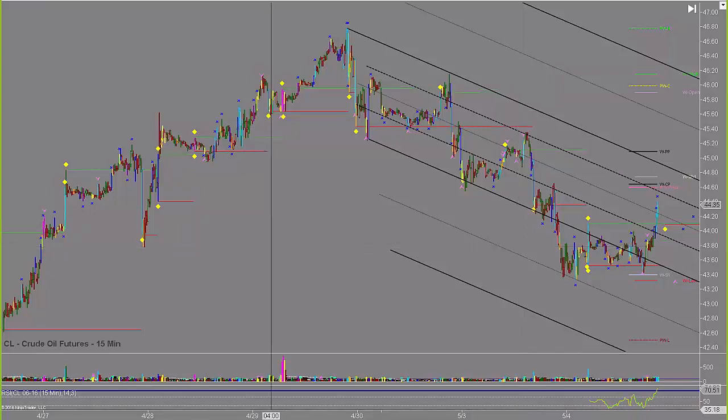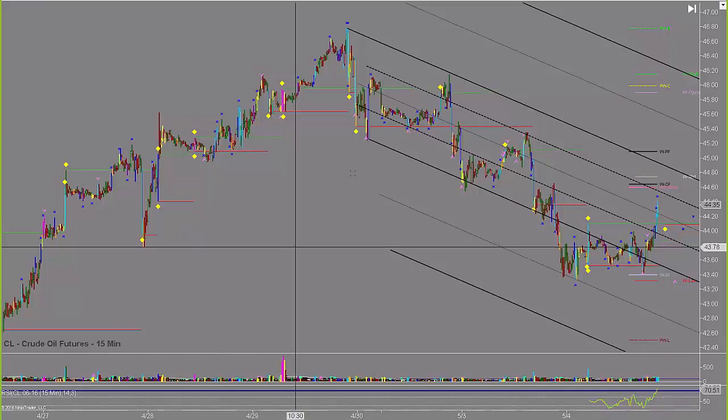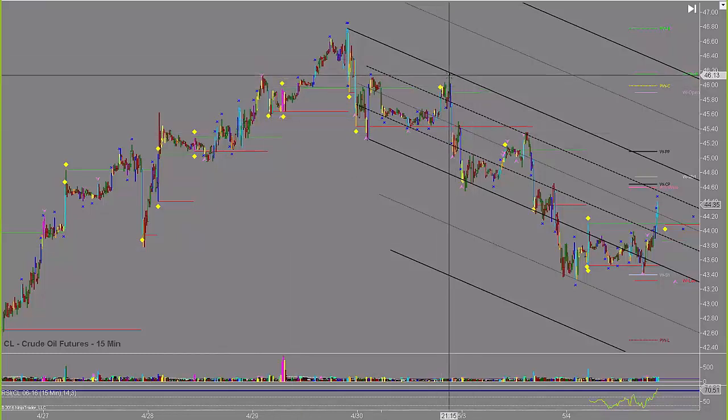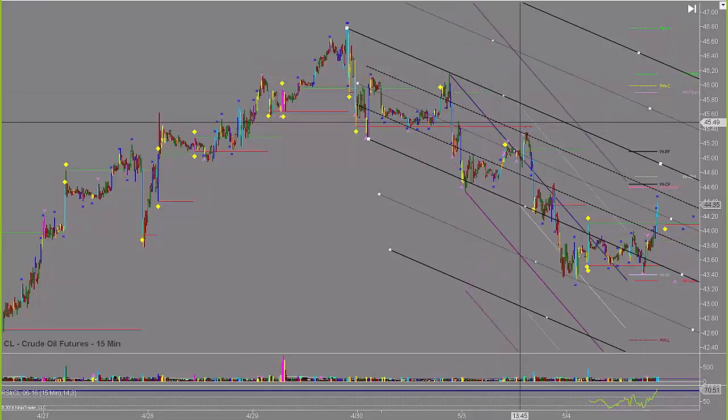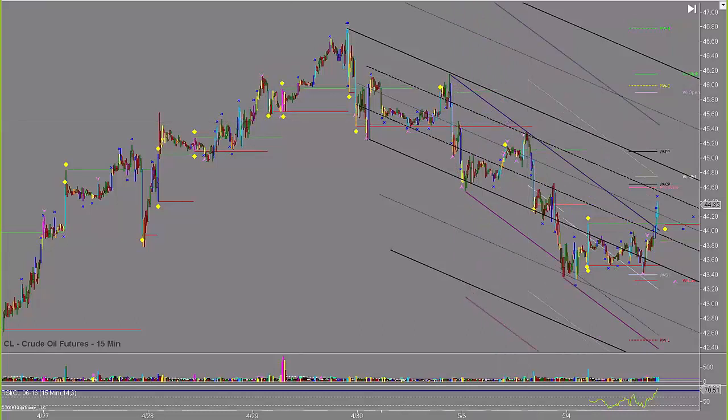You could. We could, for example, draw in a new channel from here to here, and then see if that's working for a while. All right. Looking at that particular fork or channel, do you think that shows the highs and lows or the angle of the market? What do you guys think?